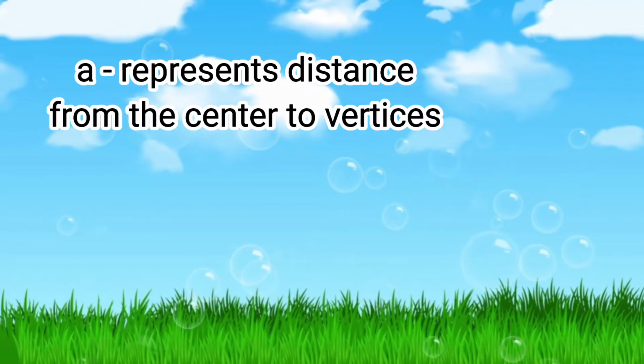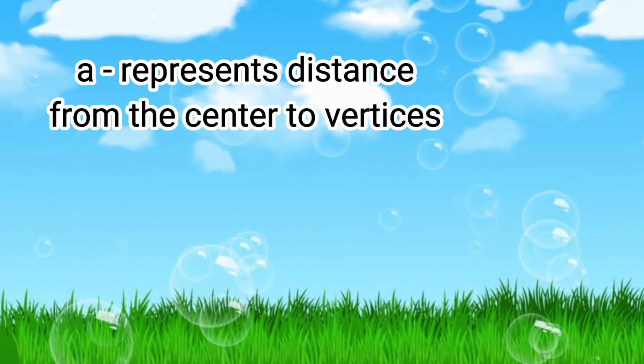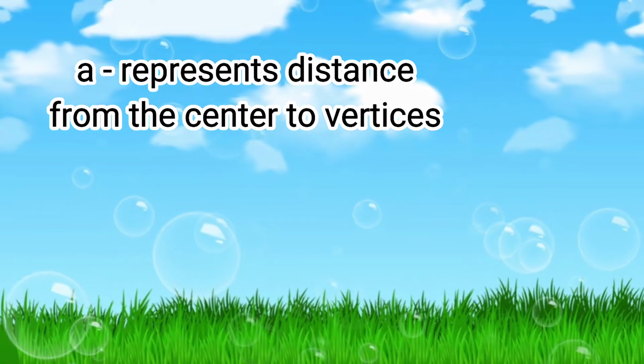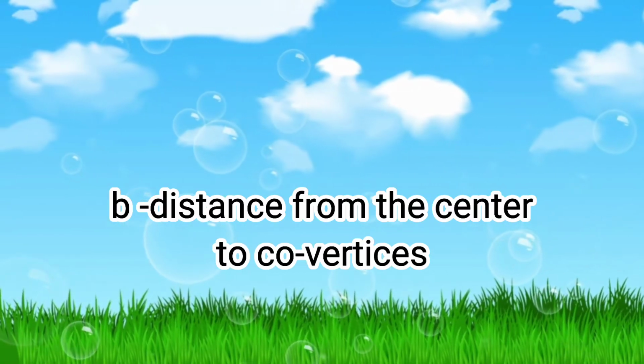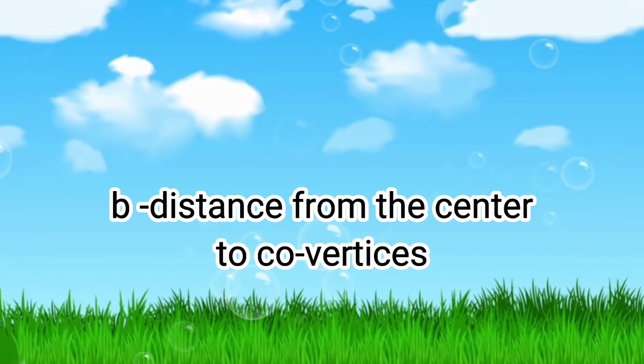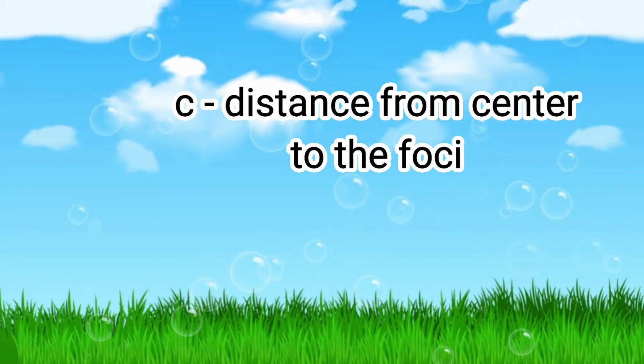Let me explain the relation of our values a, b, and c to the graph. Well, I can say that a represents the distance from the center to the vertices, while b is the distance from the center to the co-vertices. Then c is the distance from the center to the foci.